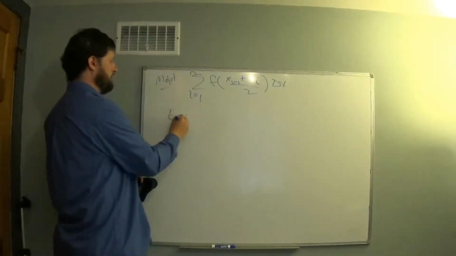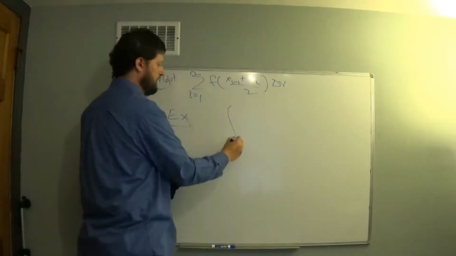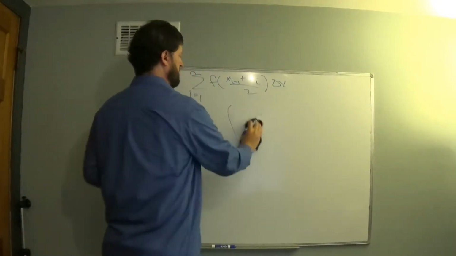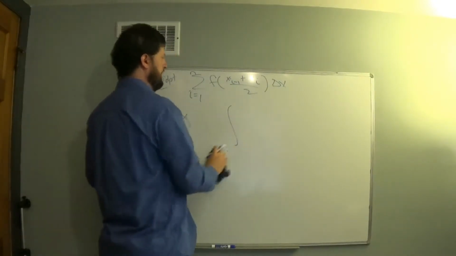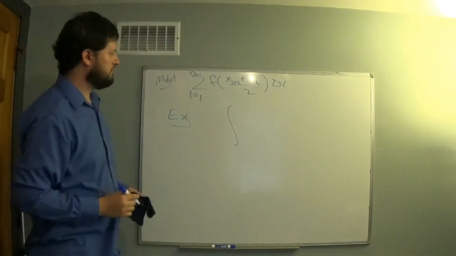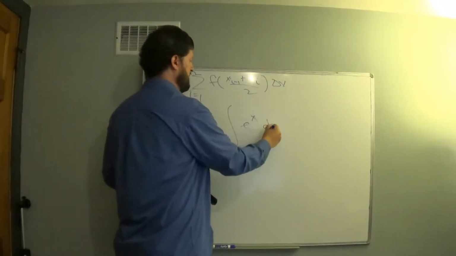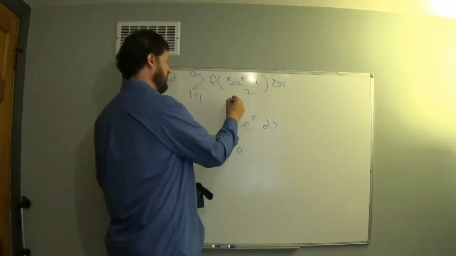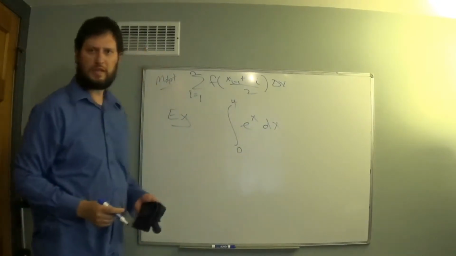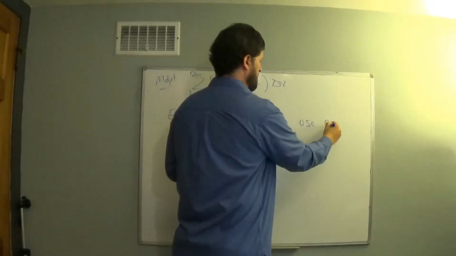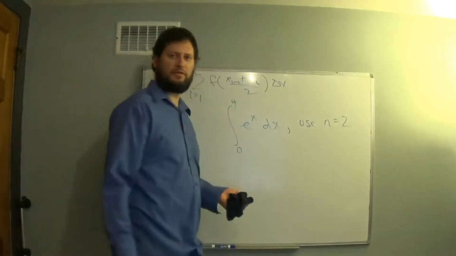For example, let's integrate e to the x. Well, let's not even go e to the x. Let's just say, okay, we can go e to the x dx from 0 to 4, and let's let n equal 2 subintervals.